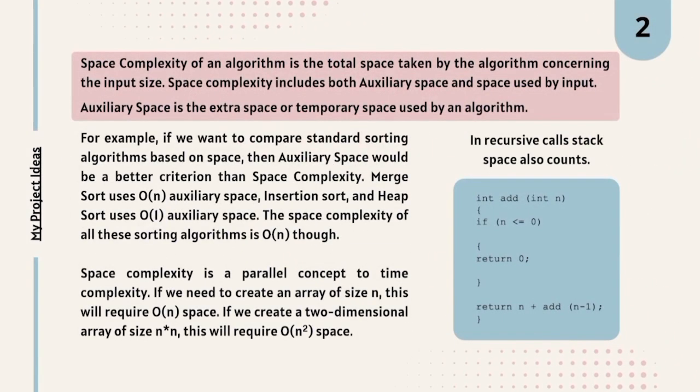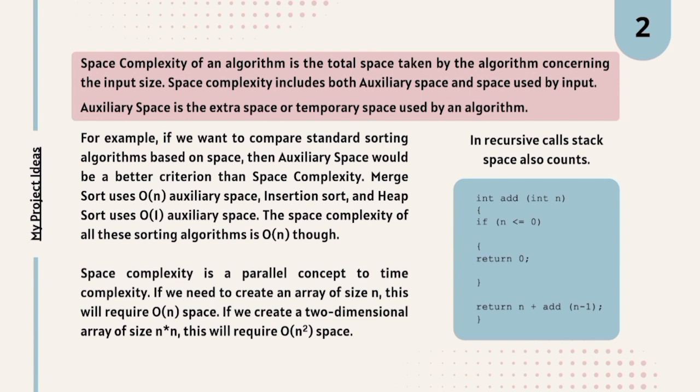Here we are. What is space complexity? Space complexity of an algorithm is basically the total space taken concerning the input size. As time complexity stands for time, space complexity stands for space. It is taken by the algorithm concerning the input size. Space complexity includes both your auxiliary space and the space used by the input.